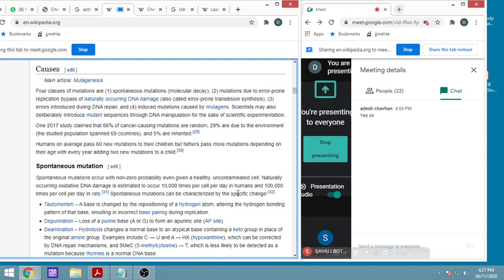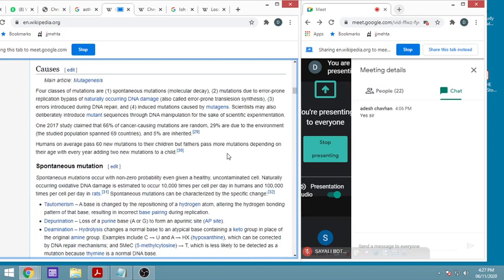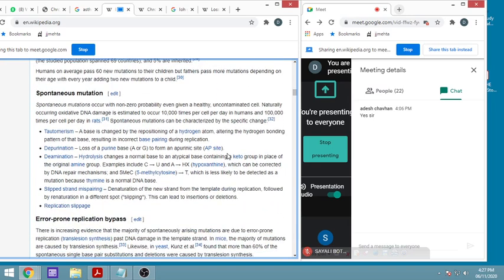Humans on average pass 16 new mutations to their children, but fathers pass more mutations depending on their age; every year adds 2 new mutations to a child. And one more thing: the best childbearing age is up to 30. If childbearing goes beyond 30, then scientists say the chances of genetic problems are higher. So what are the various mutations?